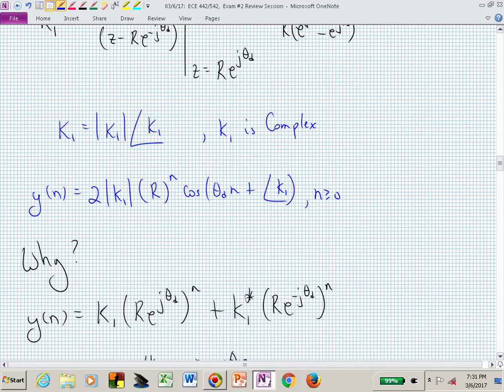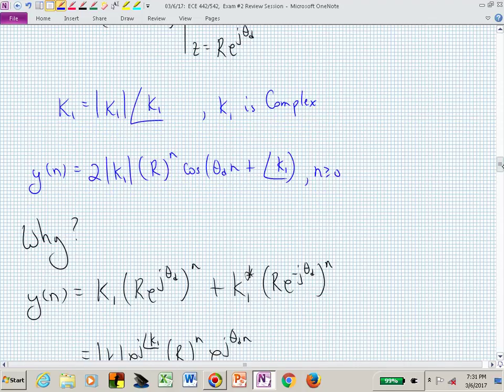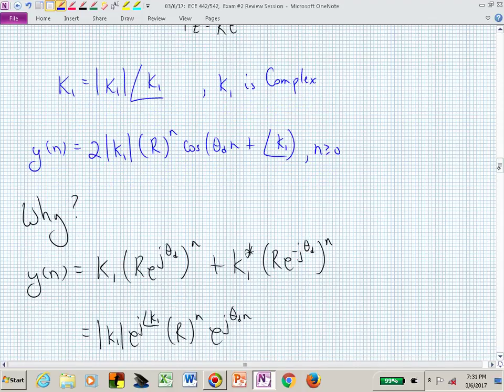But the analysis goes through exactly the same for multiple complex poles. If you have an R1 at an angle theta D1, an R2 at an angle theta D2, you just have exactly the same formula with R1 and theta D1, etc. plugged in. But this is just the pole raised to the n, scaled by the partial fraction coefficient. But remember, K1 is complex, so we can write that as a polar number. Its magnitude and an angle. So that's K1 e to the j angle of K1.